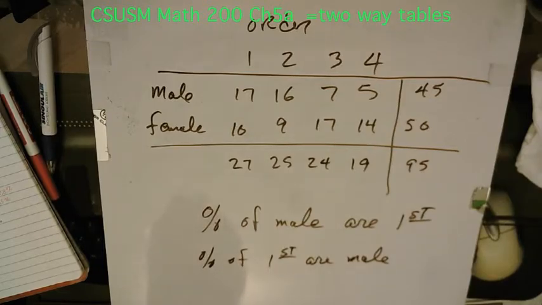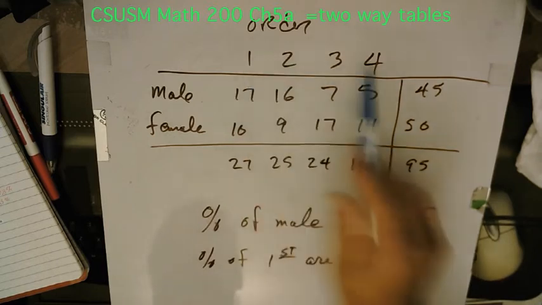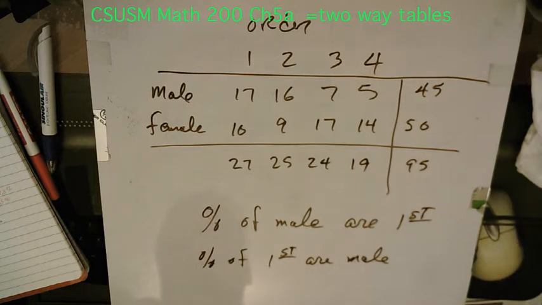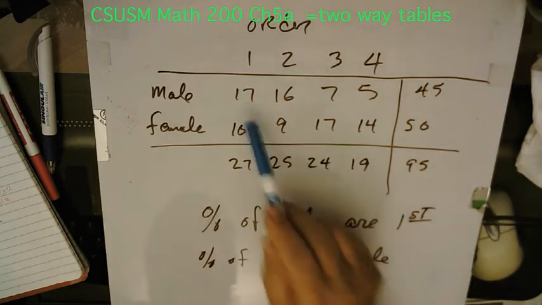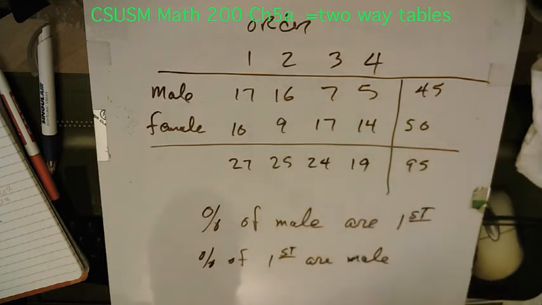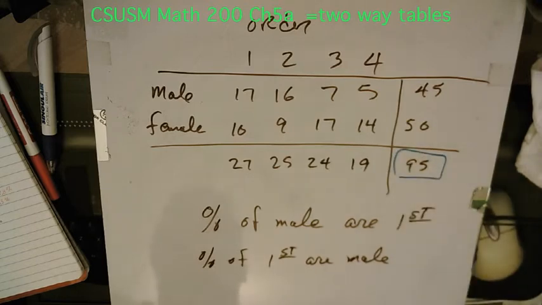In problem 20, we're looking at the gender of an egg versus the order in which the egg was laid: the first egg laid, the second, the third, the fourth. I'm not sure how they determined the order, if they were using one chicken or multiple chickens. But one of the first things we do is take the total of each row and each column, and then we get a grand total of 95 eggs involved in this experiment.